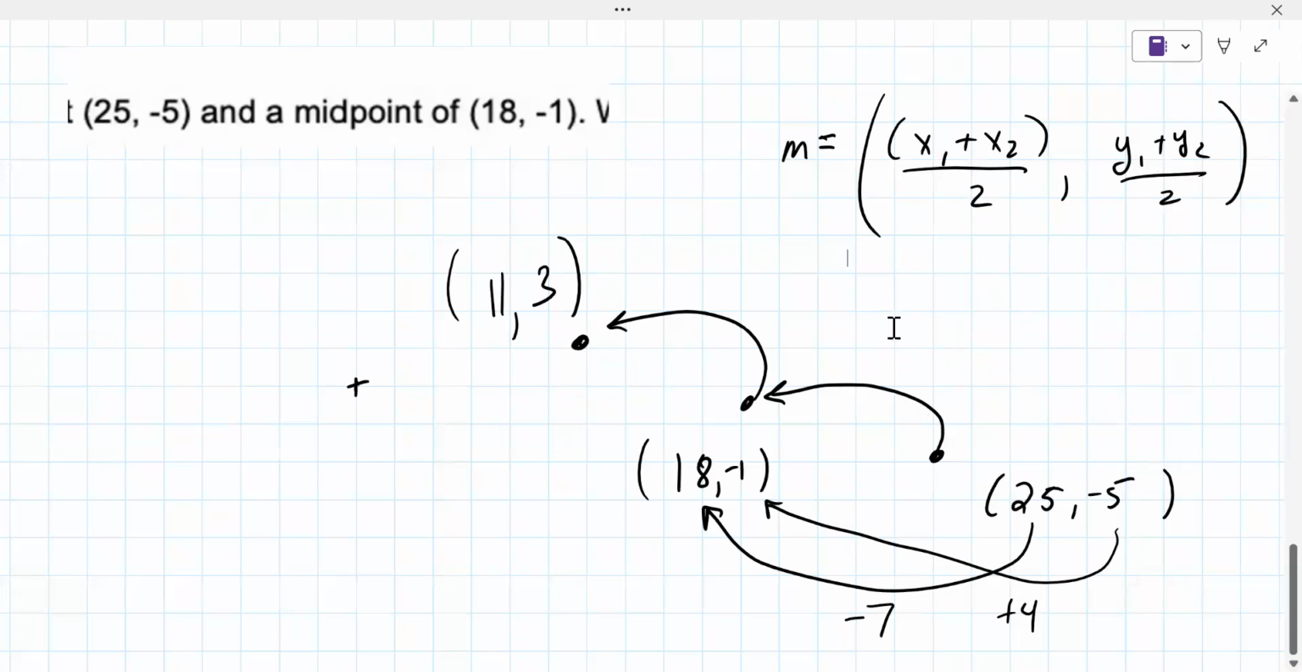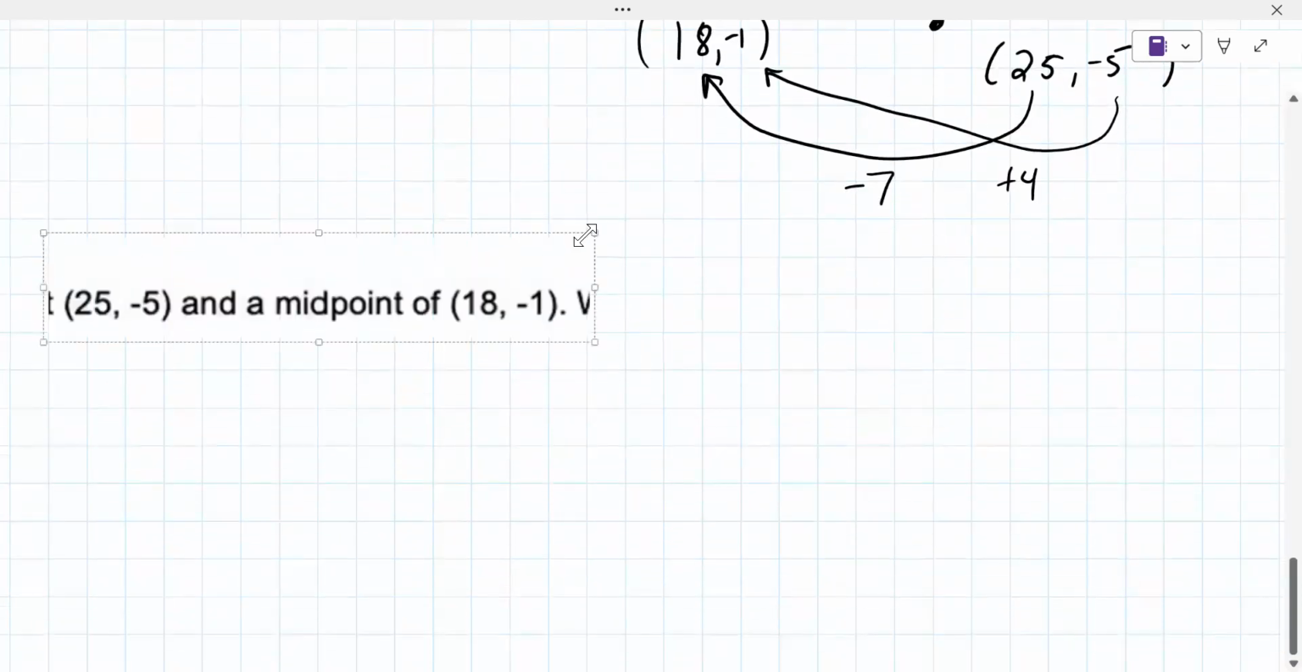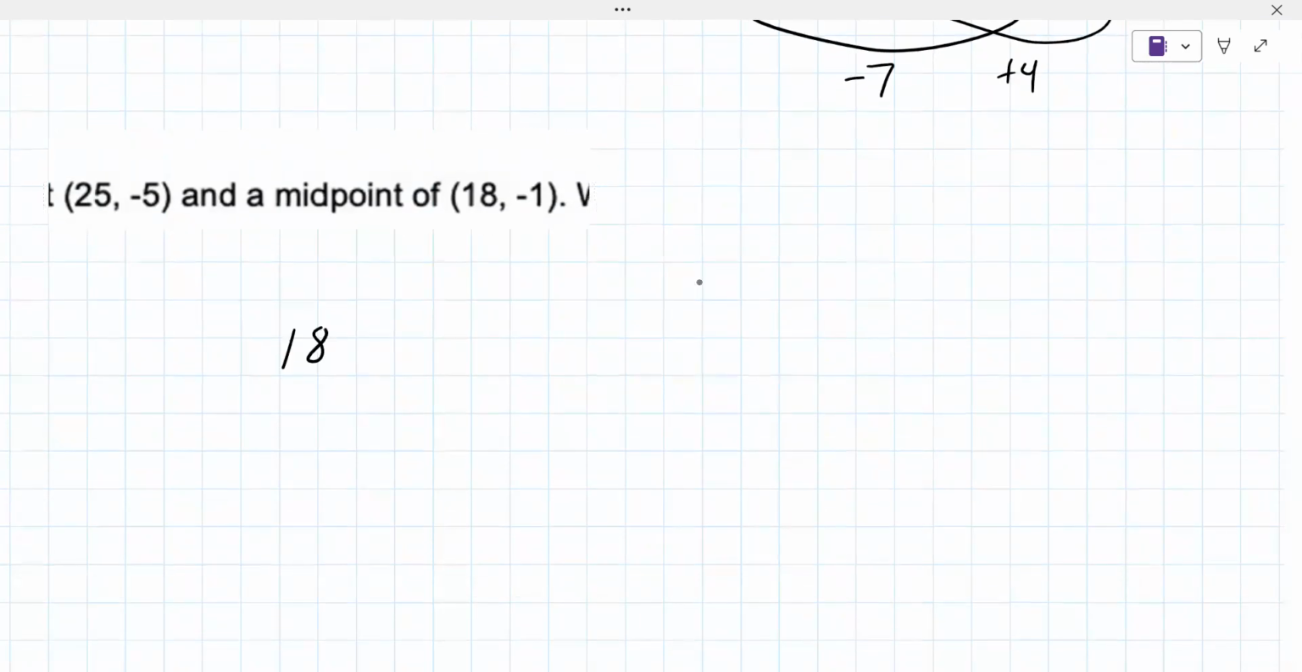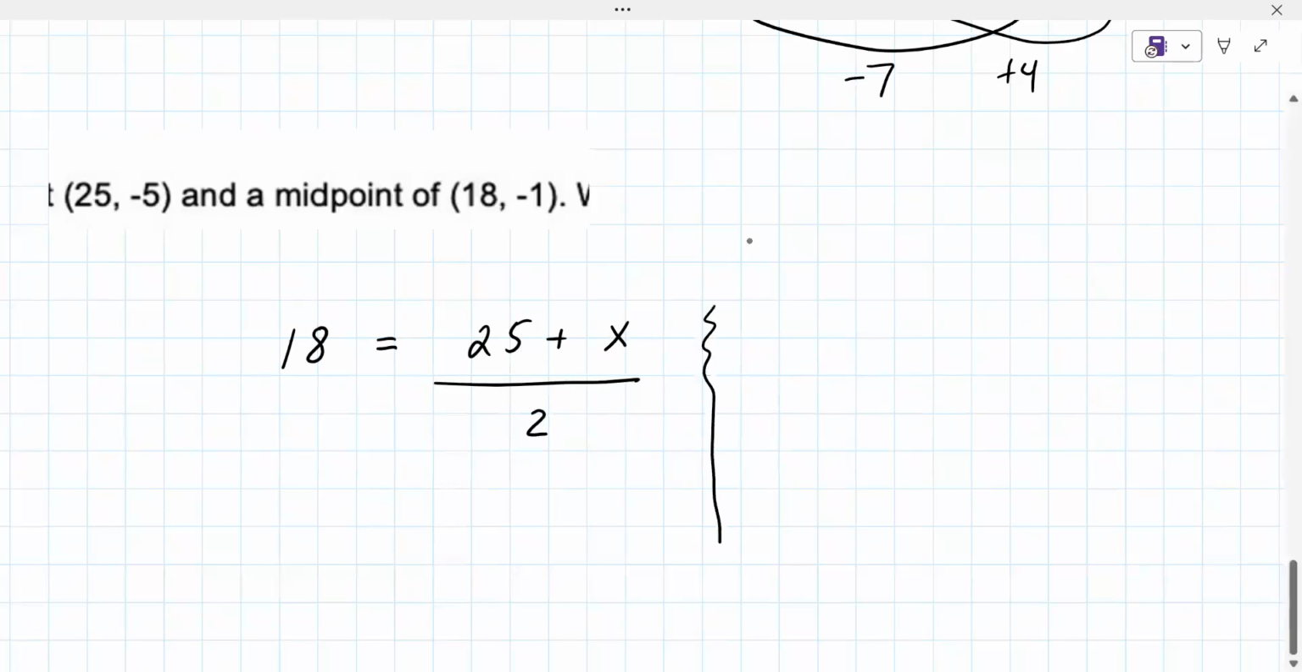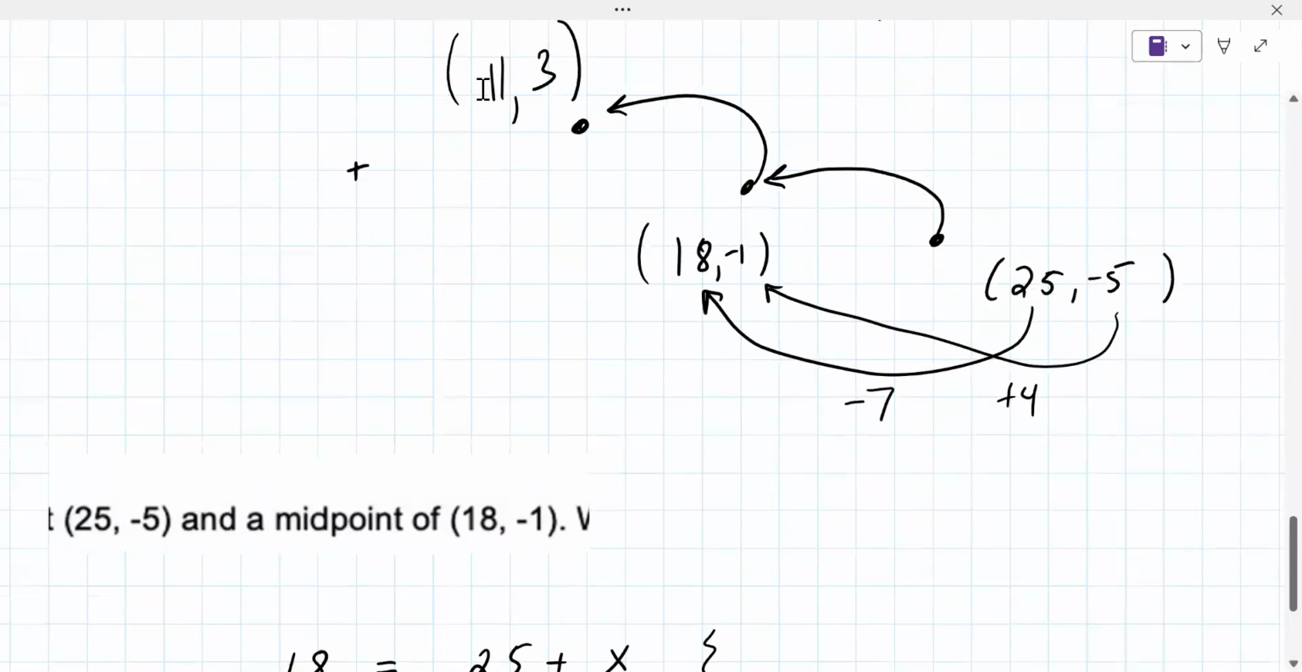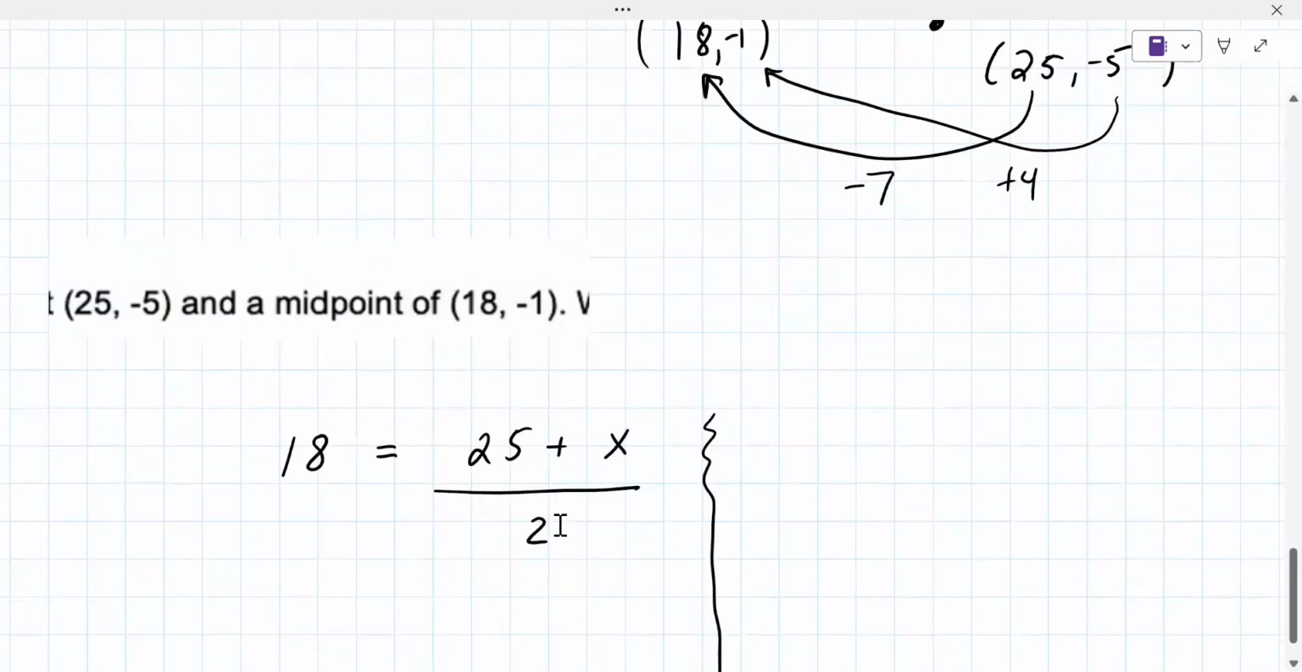If you're not given the endpoints, you have to work this backwards. So we're going to do that now. A lot of the problems you're getting are working backwards, which is what makes them tough. So 18 is the result of 25 plus some unknown value divided by 2. Now, if we know the answer, which is 11, 25 plus 11 divided by 2 is 18, yes.